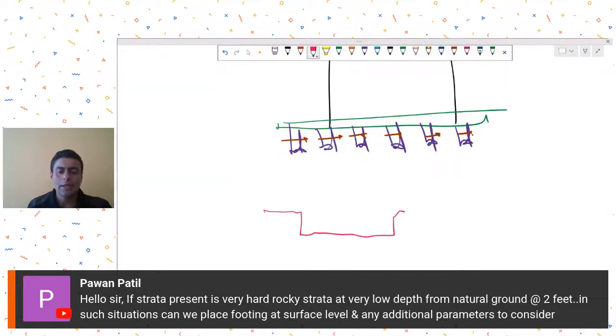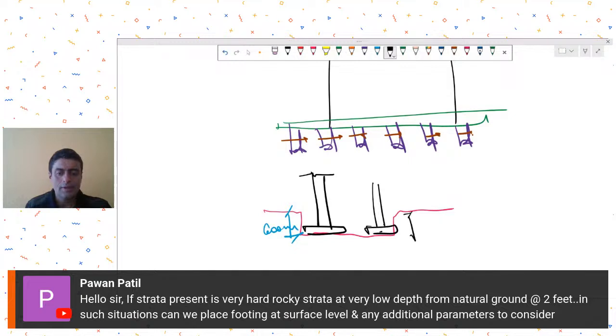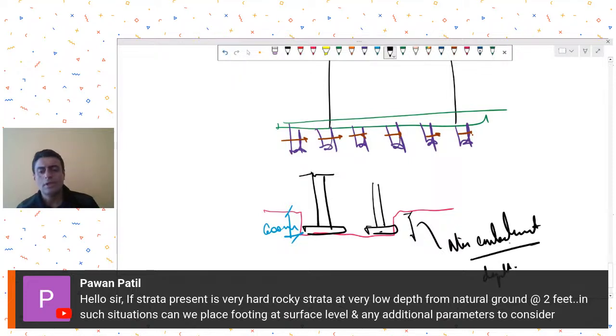So even though your hard strata is present, let's say at 600 only, and he is asking, can I just put my footing over here? There is a clause given about minimum embedment depth, I am forgetting which code gives it. So you may have to follow that provision.